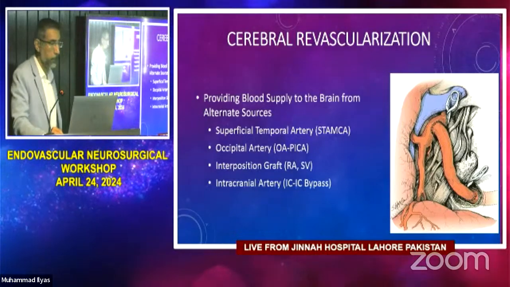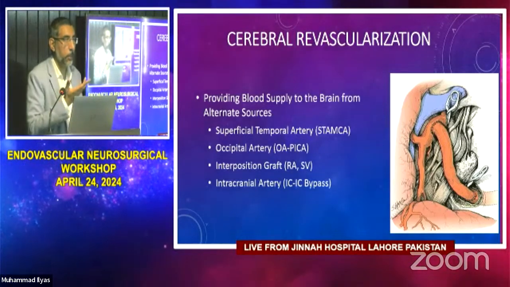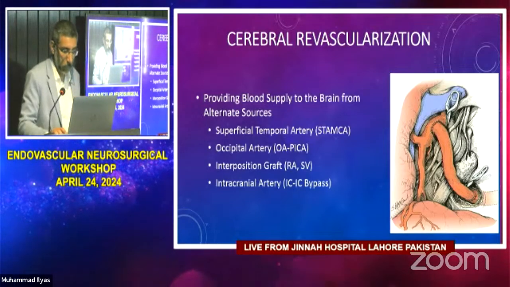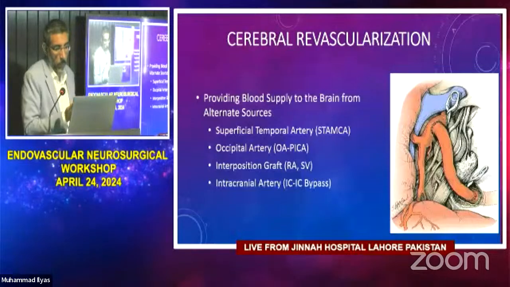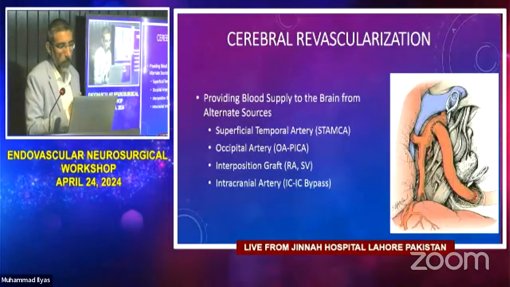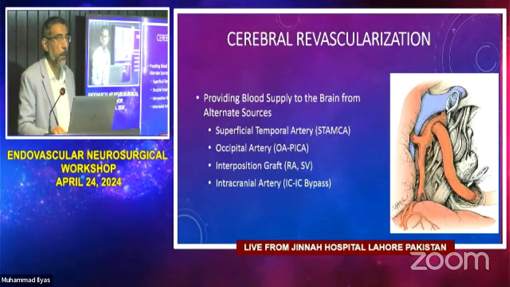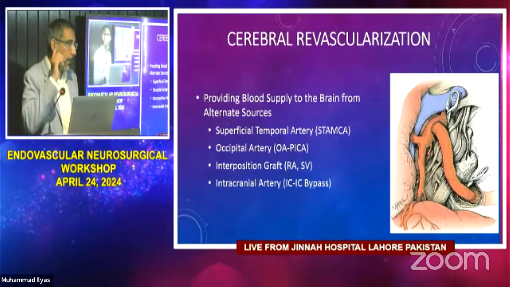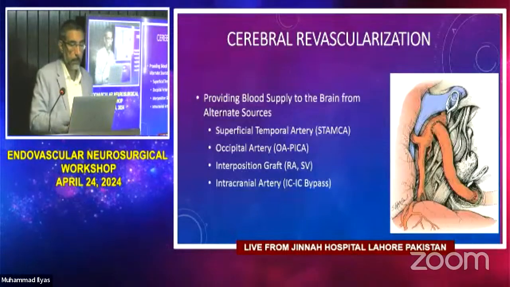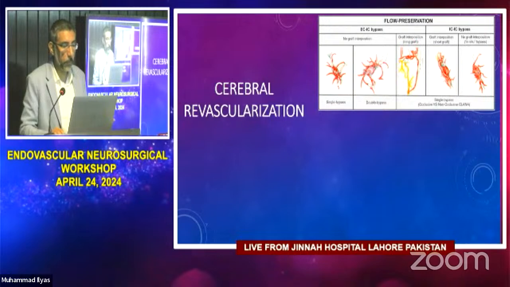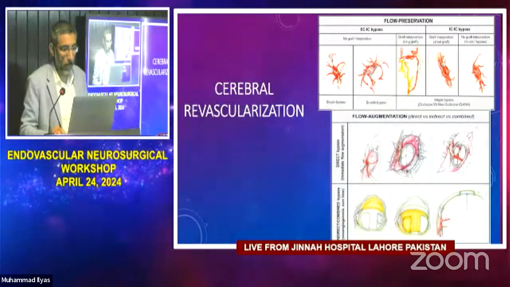So cerebral revascularization, quickly going through it, you just have to supply blood to the brain if the original sources are exhausted. Most of the time we use STA, but rarely occipital artery or interposition graft like radial artery, and now more commonly we're doing an intra-arterial to intra-arterial bypass. So you don't have to take an extracranial donor and just use an intracranial donor. Predominantly it's used either for flow preservation or for flow augmentation.